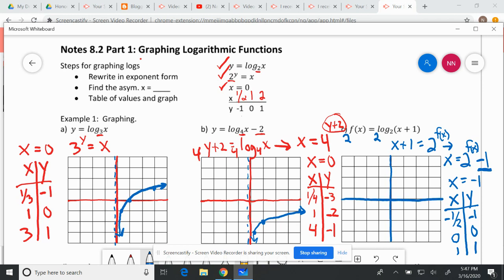I have my vertical asymptote at -1. I plot my points: -1/2 and -1, 0 and 0, and 1 and 1.